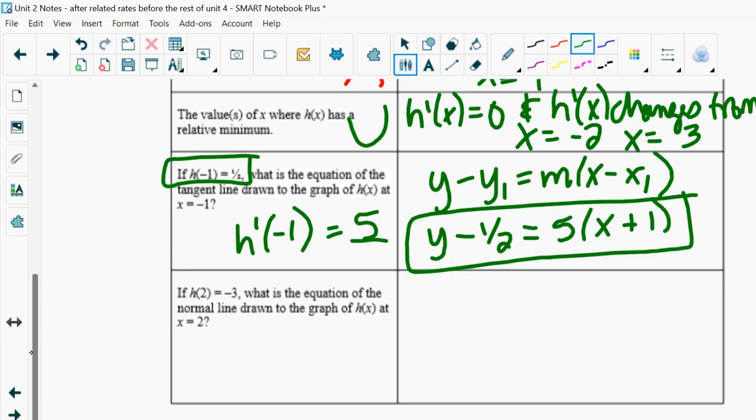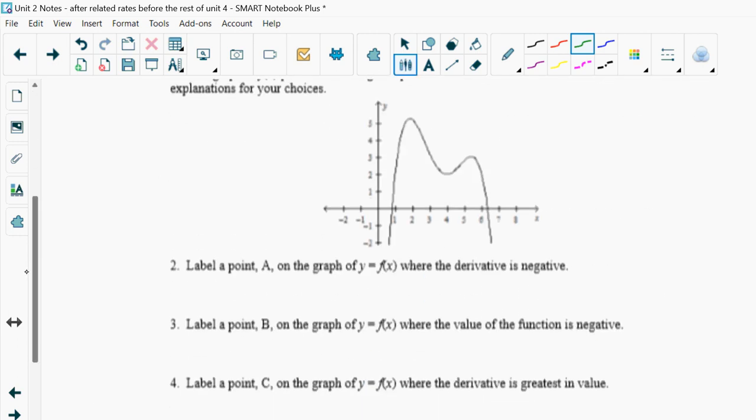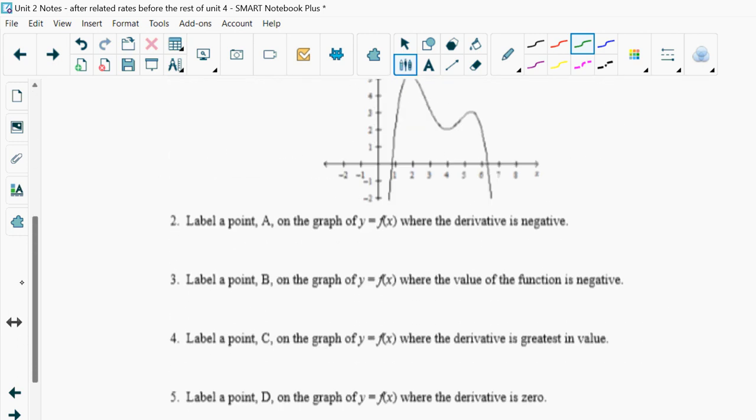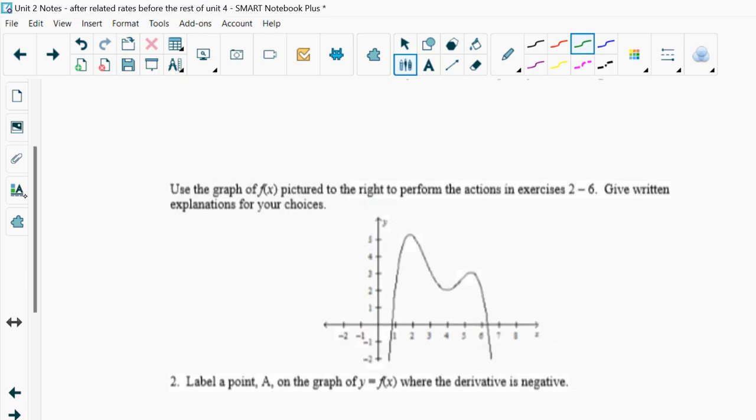If you turn the page, there is some problems we're going to work on tomorrow. But what I want you to do, maybe even before you leave here today, is I want you to do 2 through 6 only. Like that's kind of your homework for tonight. And they give you a graph, and they ask you to just label some things on that graph about f of x. So notice this is the graph of f of x, and they're asking you a bunch of questions about the derivative. There is more than one right answer, but we'll talk about that tomorrow, as long as it's in the right area. And then it says give a reason.